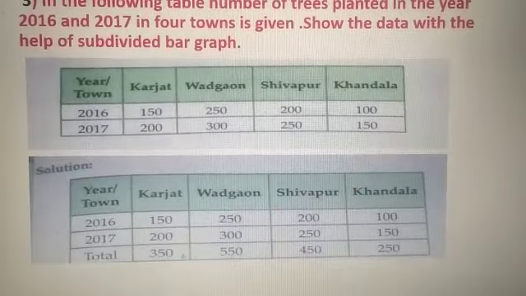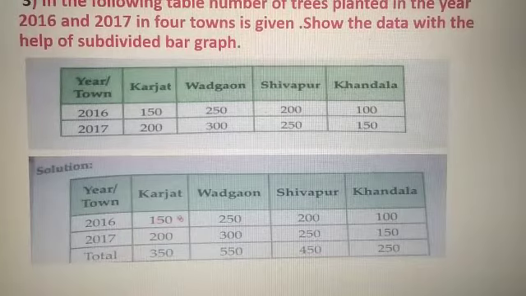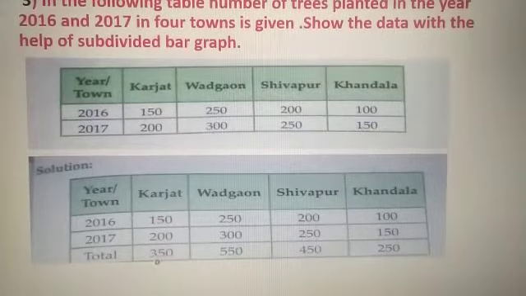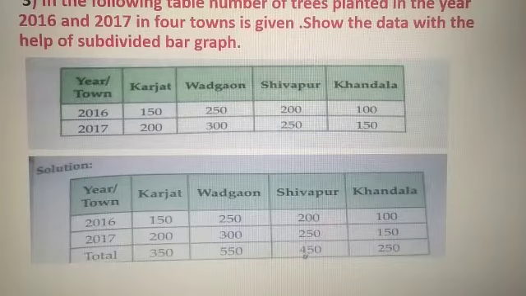In this way you have to prepare a solution table, and there you have to show the total of both the years in Karjat, in Vadgaon, in Shivapur and in Khandala. So total of Karjat village is what? Total trees planted in Karjat is 350. 150 plus 200 is 350. In Vadgaon 250 plus 300 is 550. In Shivapur 200 plus 250 is 450. In Khandala 100 plus 150 is 250.